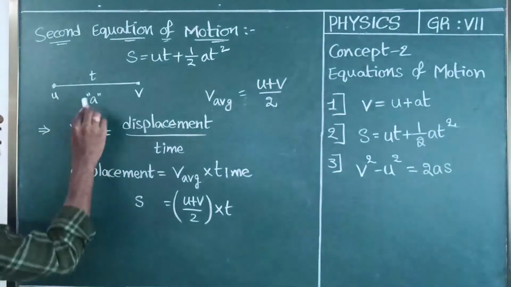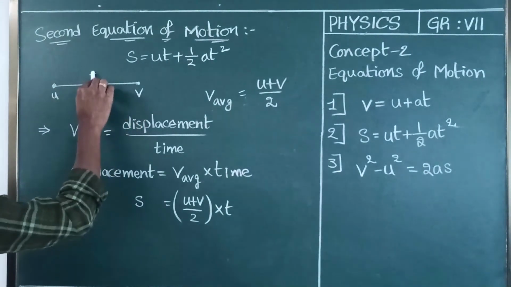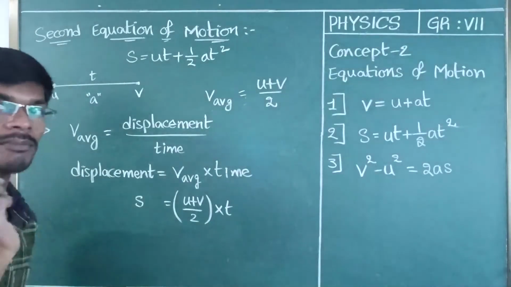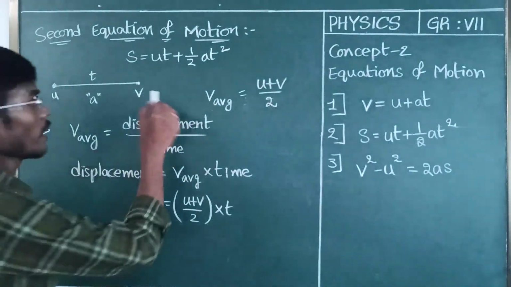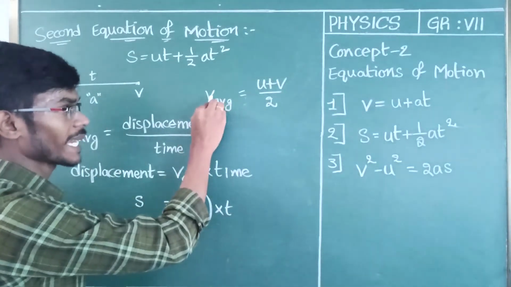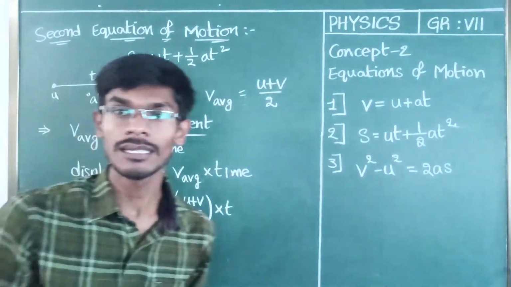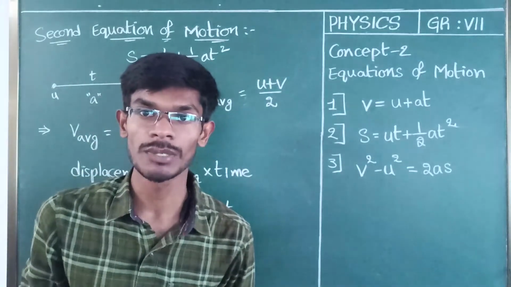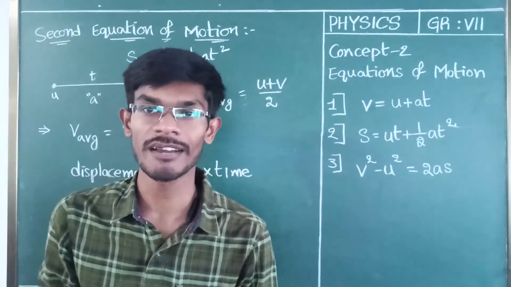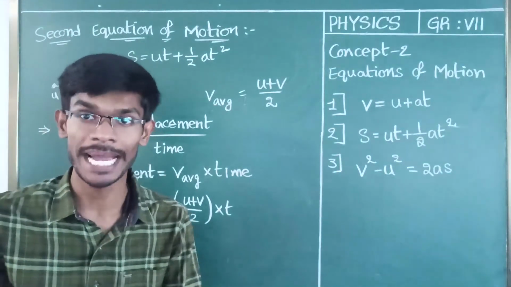So first, what we have done: an object is starting with some initial velocity u, and in a time t seconds it reaches its final velocity v, moving with uniform acceleration. If an object is moving with uniform acceleration, the average velocity can be written as V average is equal to u plus v by 2. If the increase in velocity is constant at every instant of time, we get uniform acceleration.